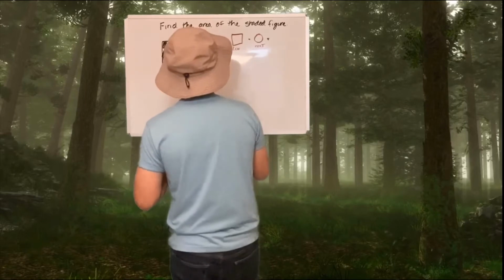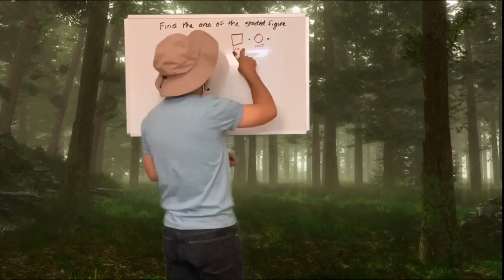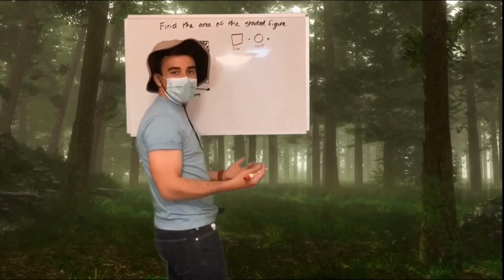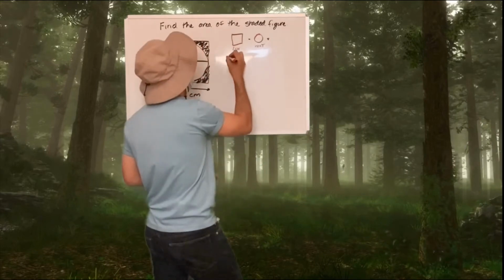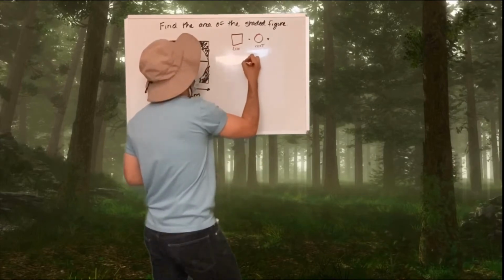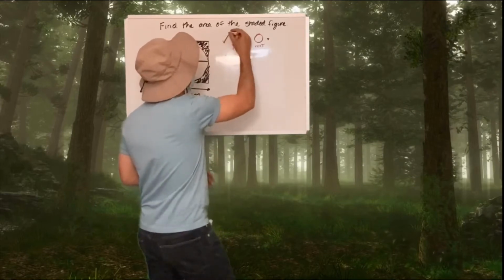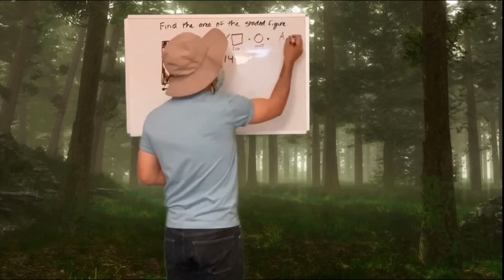Now, first thing I need to do is length times width of my square. And the length is 12, the width is 12. I know that 12 times 12 is 144 centimeters squared. So that's done. Don't forget, our answer will be here.